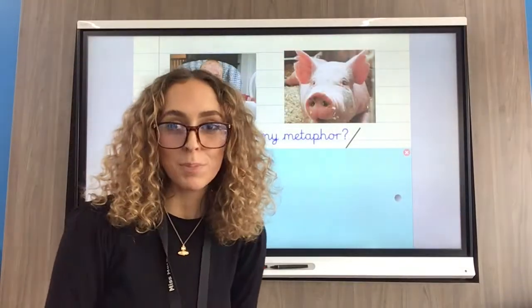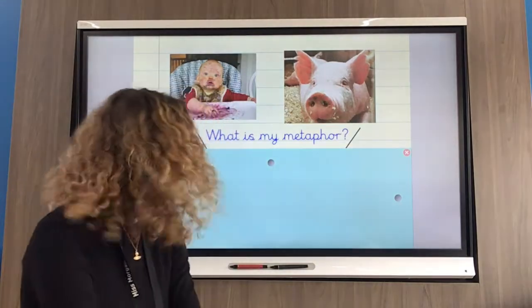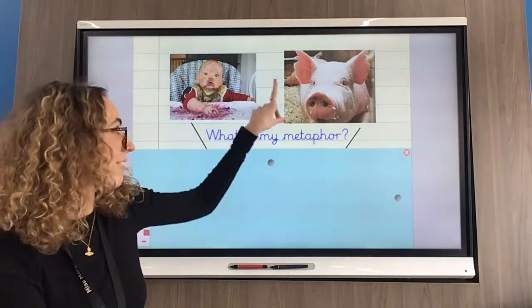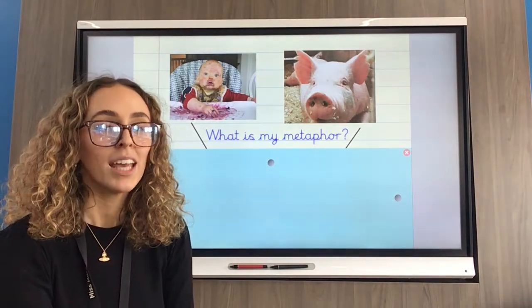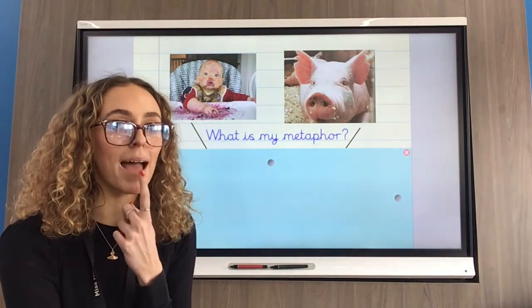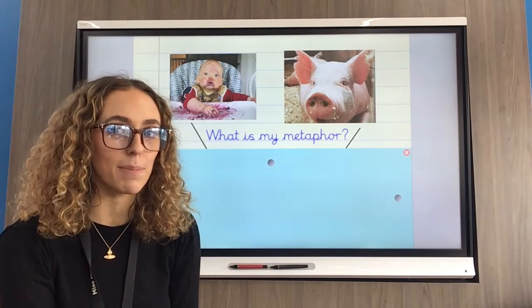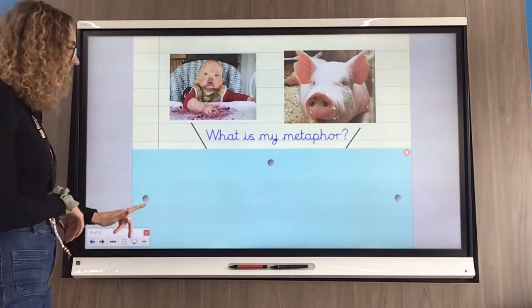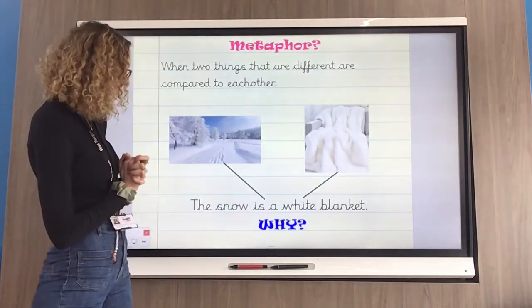Okay, so I have a whiteboard task for you now, year 3. I've got 2 pictures here. So I've got quite a messy baby, and I've got a greedy pig as well. And I want you to guess what my metaphor is going to be for these pictures. Now, to help you, let's go back and identify some of the features of a metaphor.